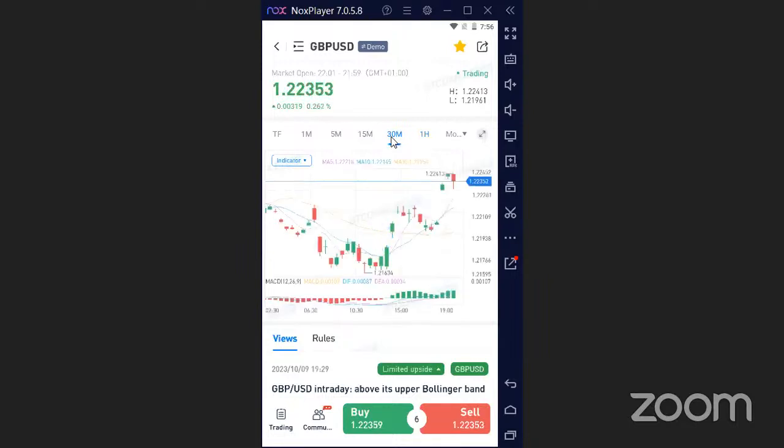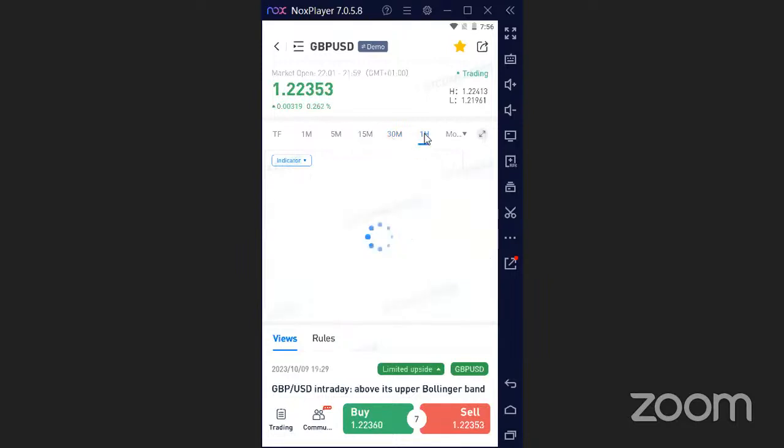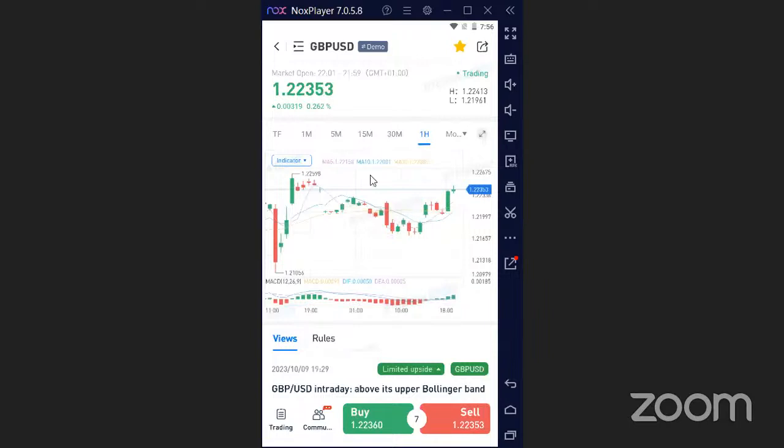Let's go to the 30 minutes. Oh no, let's go back to the 1 hour so that we can see better. So maybe after my analysis, my analysis is telling me that the market is going to sell from this area because we have this choppy market around here. This is the 1 hour time frame, so it's going to sell for at least 1 or 2 hours.